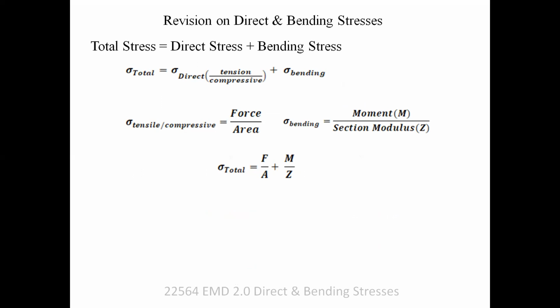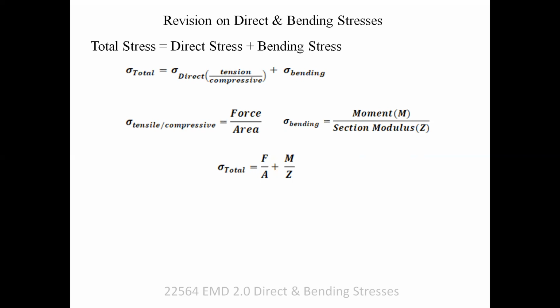Total stress is equal to direct stress plus bending stress. Now the direct stress may be tension or compression, and the bending stress may also be tensile or compressive. If I say tensile stress, the formula is force divided by area. If I say bending stress, the formula is moment divided by section modulus. So the total stress in the case of direct and bending stress is F by A plus M by Z.